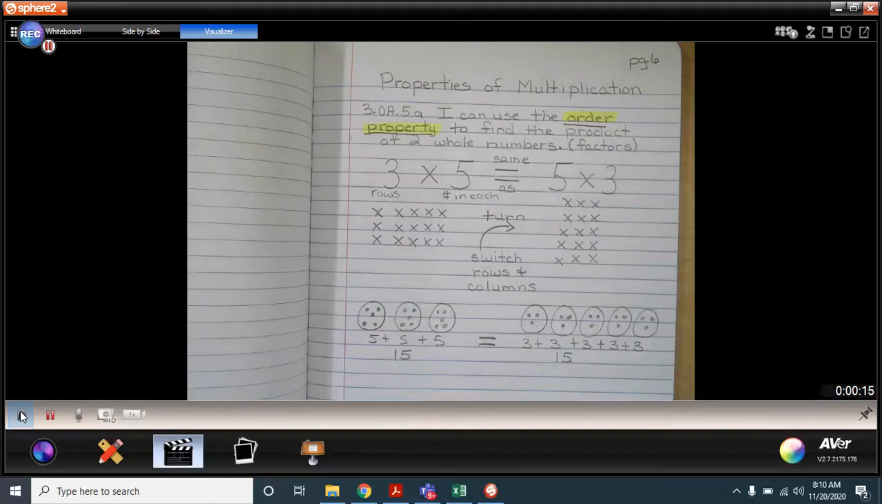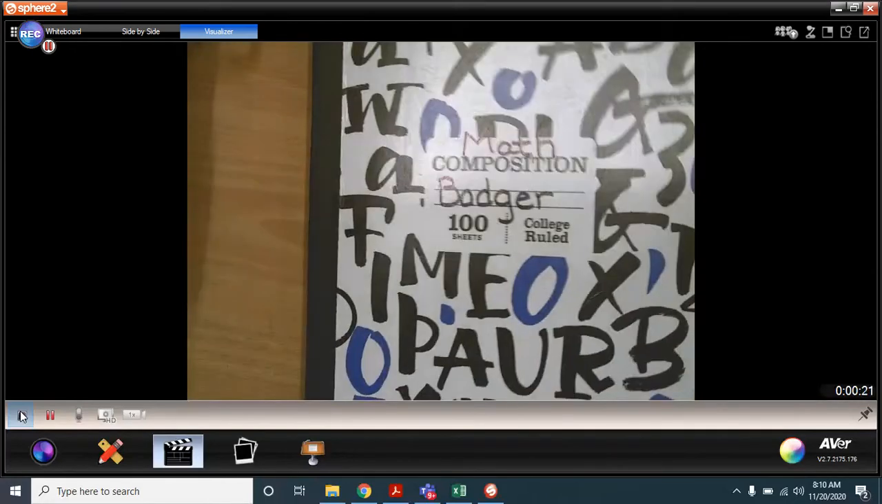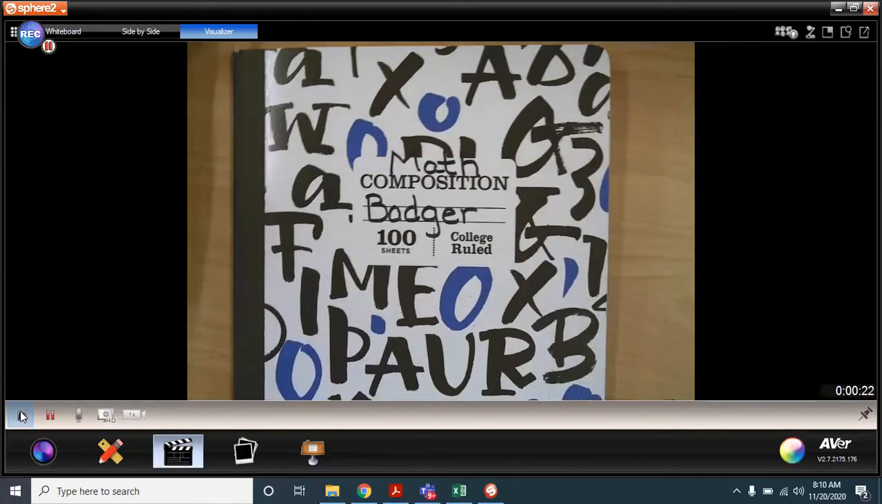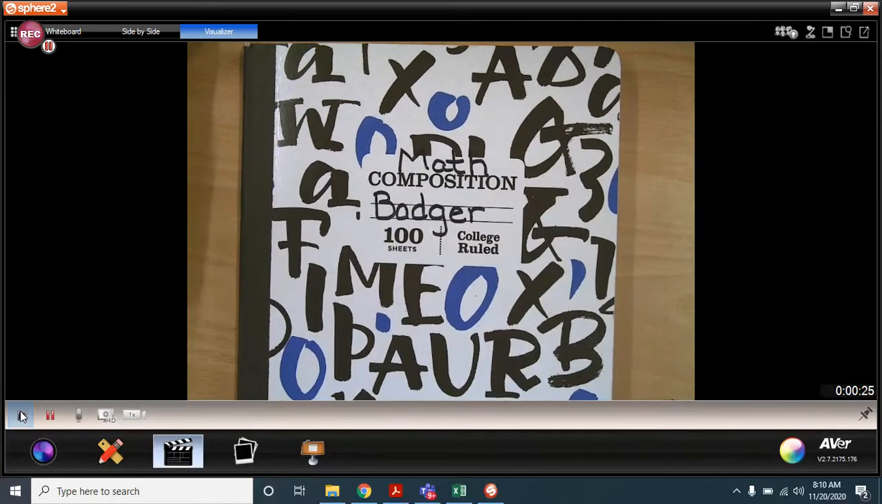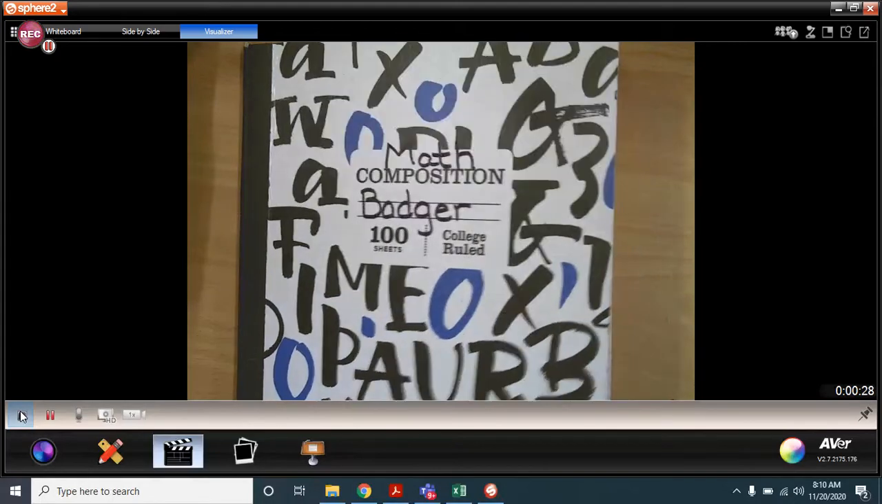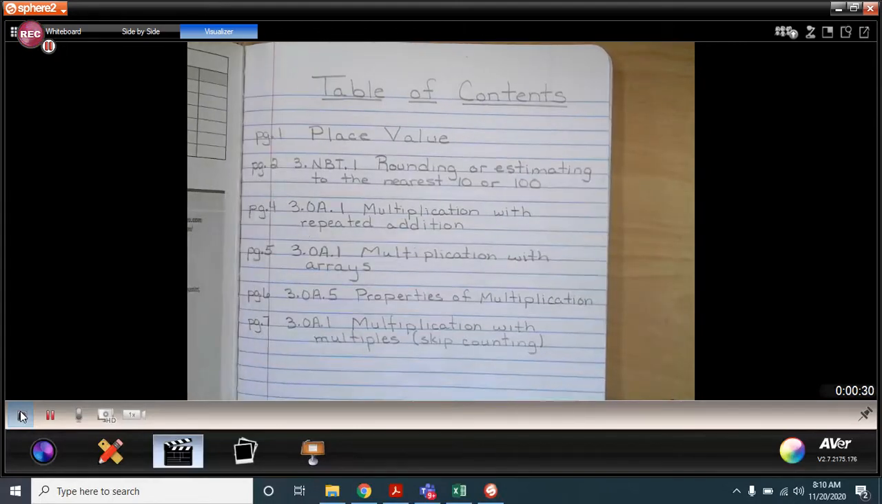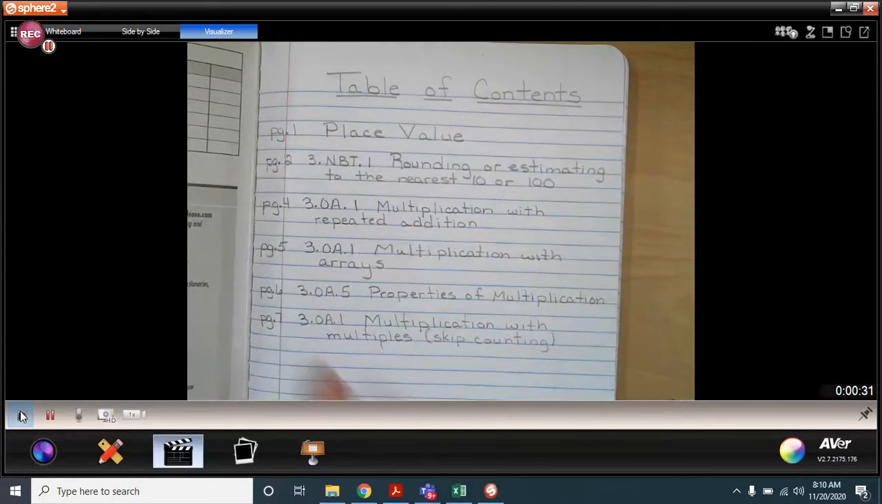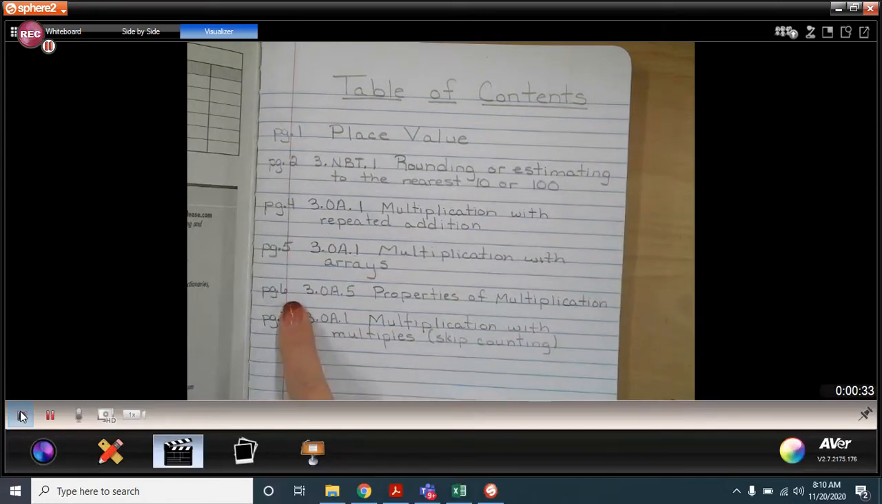We're going to take a look at working on taking some notes in our math composition notebooks. Yours could be blue. Some of you may have another color, but in Miss Badger's group, you have your math composition notebook. We are going to take a look at our table of contents. We actually already have this written down in our table of contents.